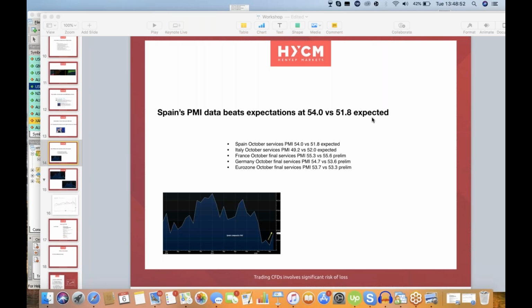So this Spain's PMI data, remember, it's just survey information, so it's not hard data, it's just a survey of the key executives working at the companies, and they say, yeah, okay, so that's good. So that was a slight uptick for the euro.